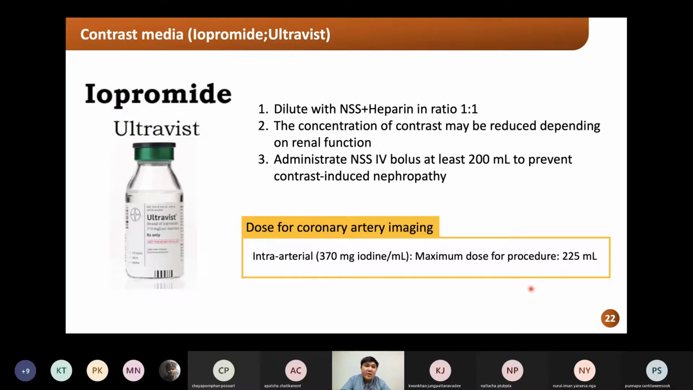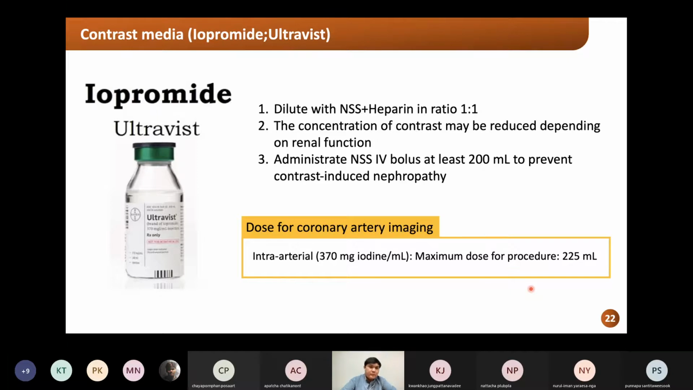So the contrast media is normally not directly injected into the patients. It has to be diluted with normal saline plus heparin in the ratio 1:1. Like when you have to use contrast media 10 milliliters, you have to dissolve the contrast media with normal saline plus heparin for 10 milliliters as well. So you're going to get 20 ml of the contrast media plus normal saline.